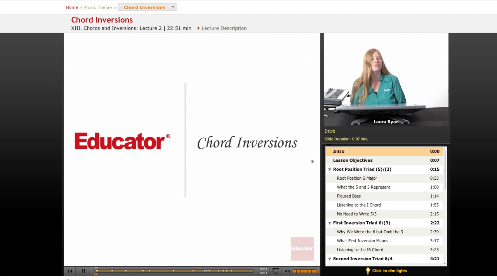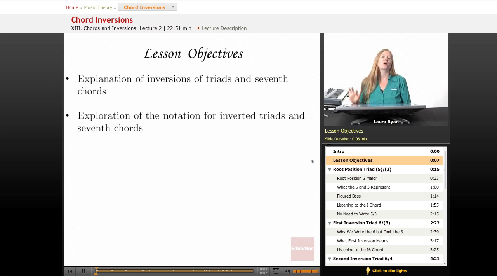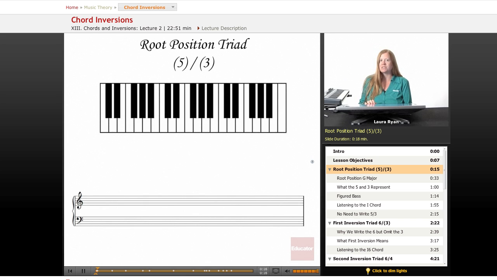Today's segment of our theory class will be chord inversions. We will be inverting triads and seventh chords, so we'll just explain what it is, how to create it, what it's called, how to notate it. Okay, let's talk about root position.